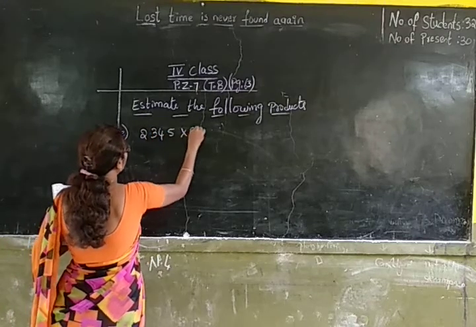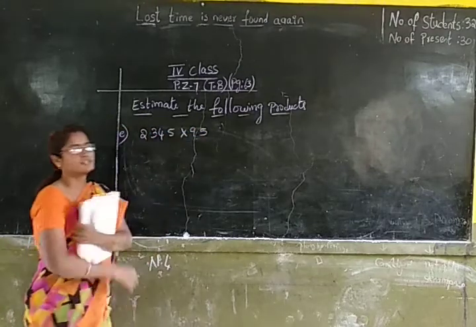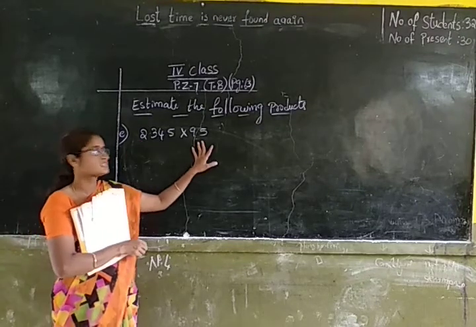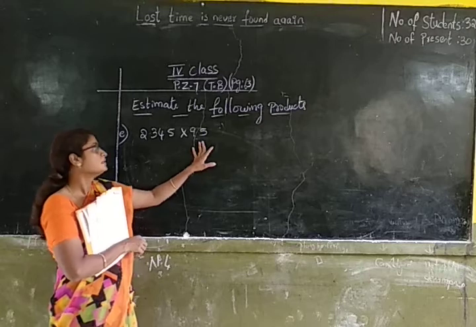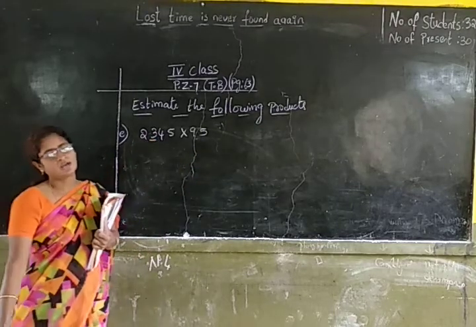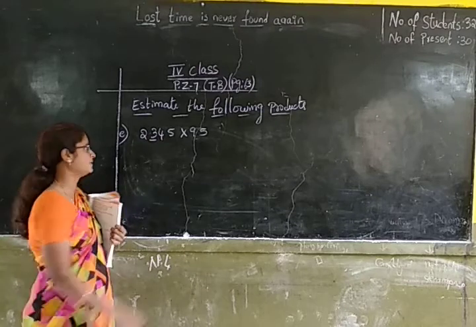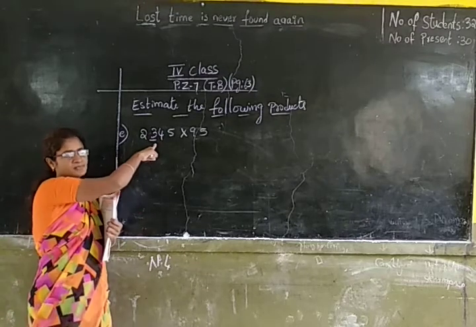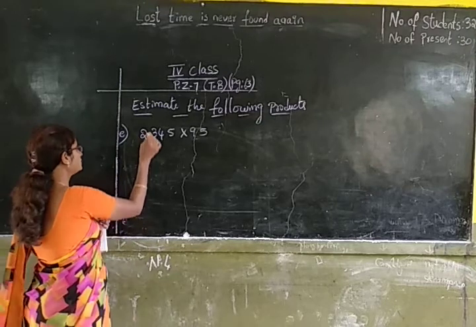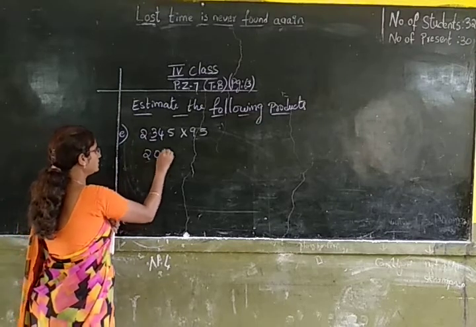2345 into 95. So first we have to round up this number to the nearest thousands, and we have to round up this number to the nearest tens. So for rounding up this number to the nearest thousands, we have to underline the digit at its hundreds place. Here the digit at its hundreds place is 3, so no need of adding 1 to the next number. So this will become 2000.